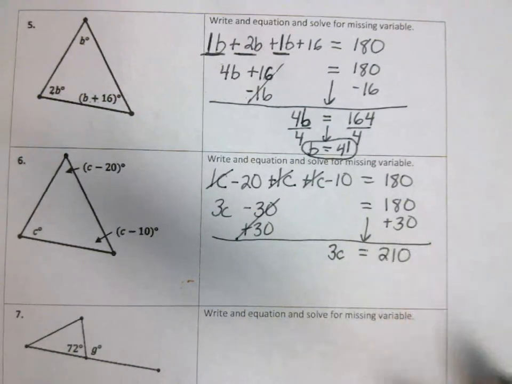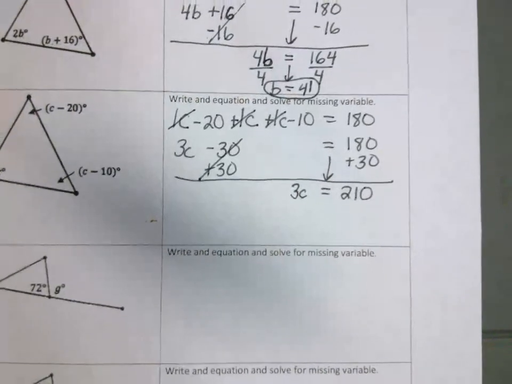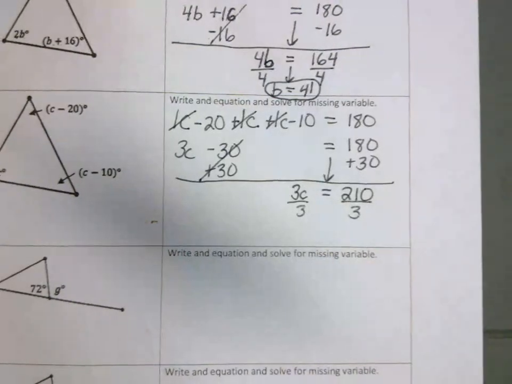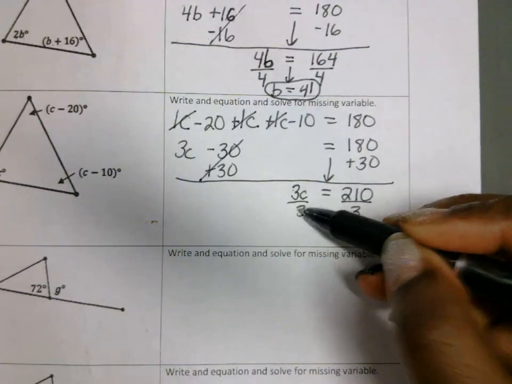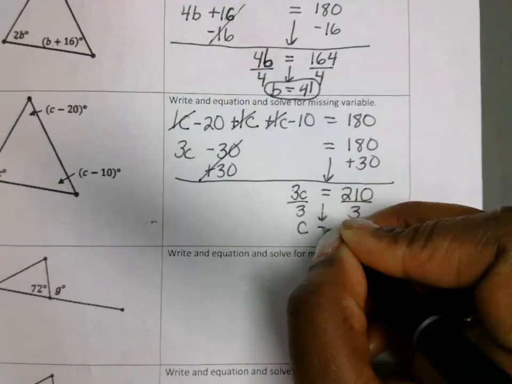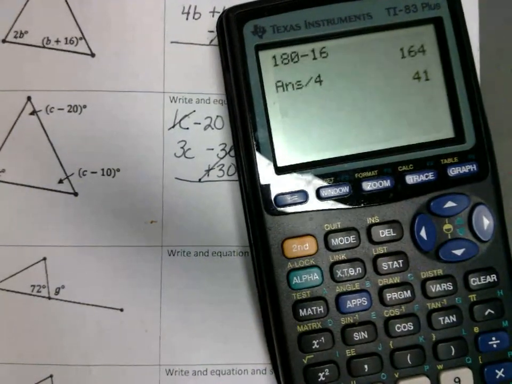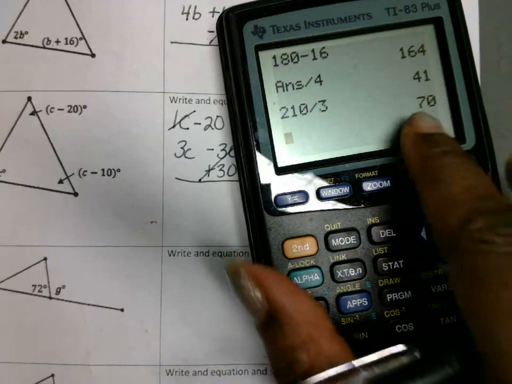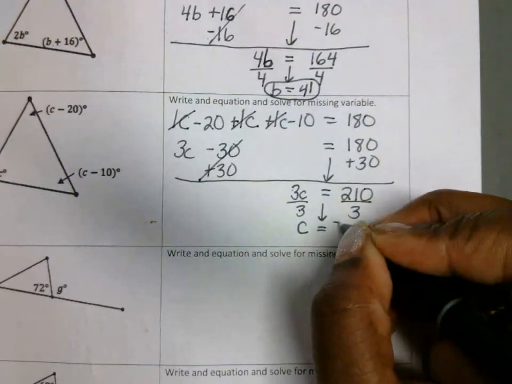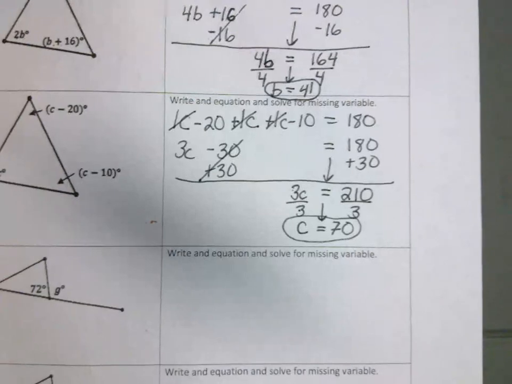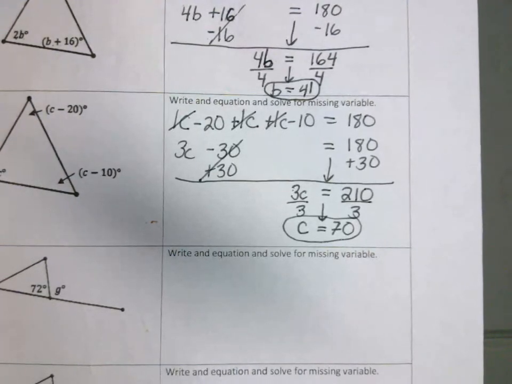Very good. 210. Now what do we do? Divide both sides by 3. So 3 goes into 3 how many times? 1. So this is 1C. Very good, because you're going to say 210 divided by what number? 3. And that's 70. So the value of C is 70. I'm going to pause to give you a chance to write. Are there any questions? Okay, let me pause.